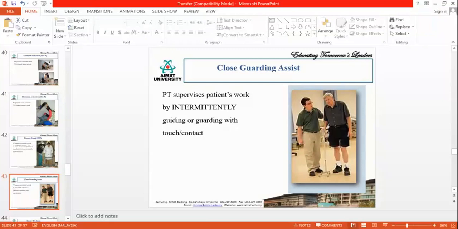So this is one of the classifications of therapist supervision. Close guarding, where you will be standing closer to the patient, but you will not touch the patient. Is that clear?